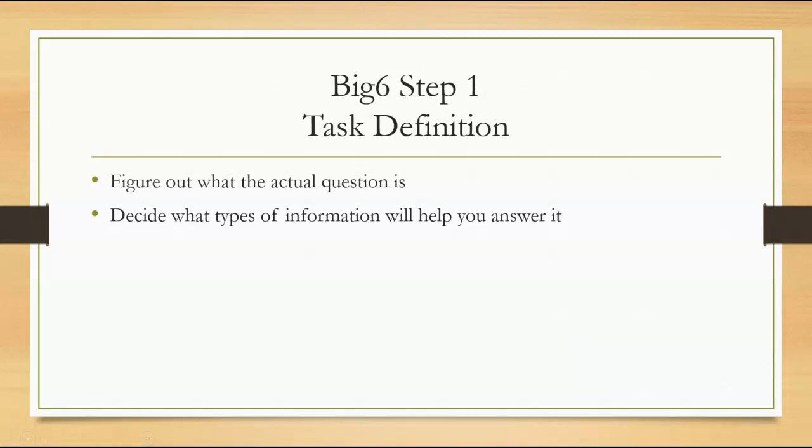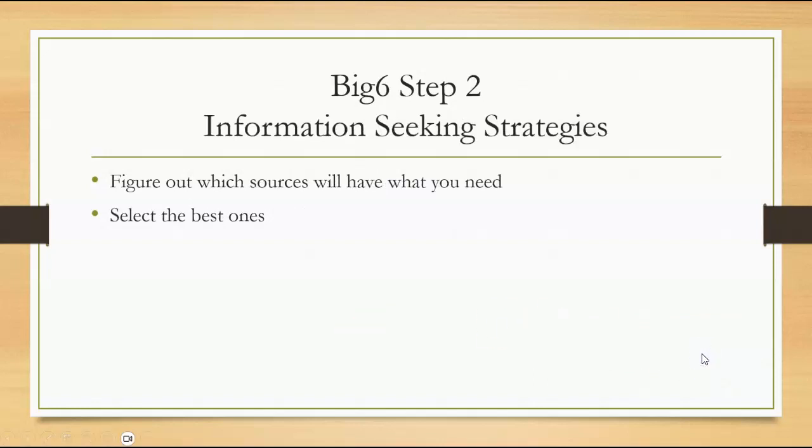So step 1 is task definition. This is where you are going to figure out what the actual question is and decide what types of information will help you answer it. So what type of information do you need? You're going to ask yourself, what does my teacher expect me to do? Do I understand what I need to do? What are some questions that I need to answer? And what do I need to know about this topic? What do I need to communicate about this question?